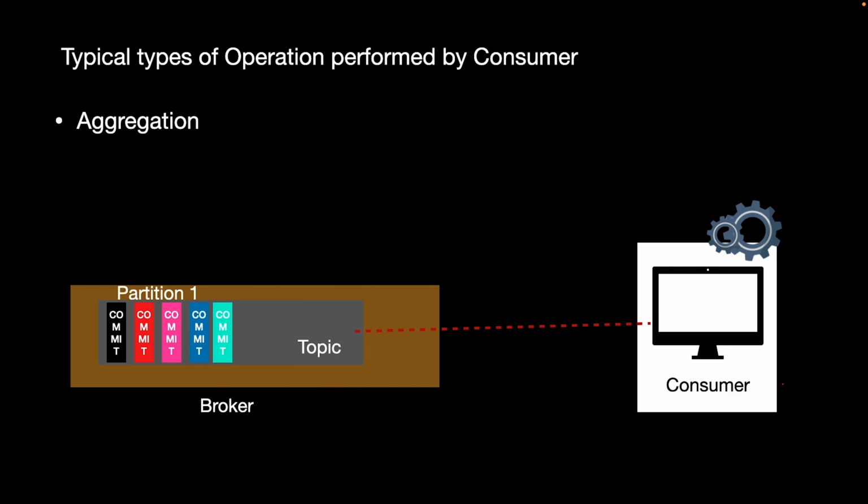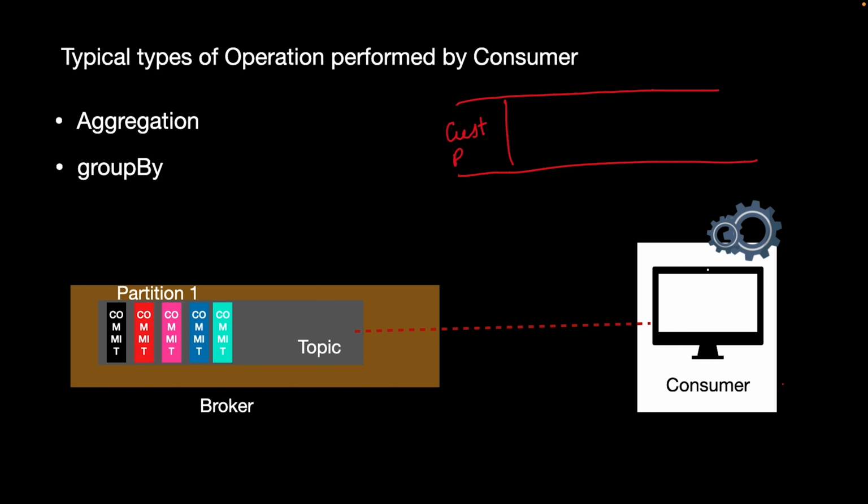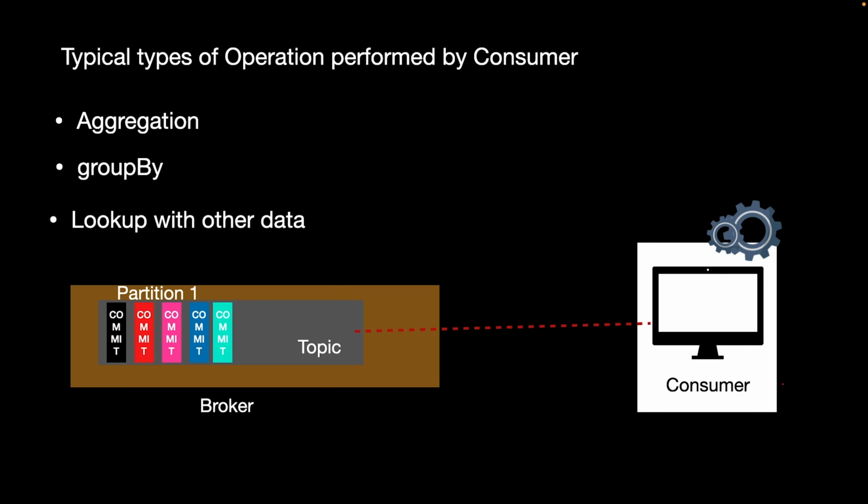The other type of operation that is typically performed by consumers is group by. For example, we have a Kafka topic that contains the activities of customers on our website, with the IDs of the customers and the page numbers they are visiting. In this case, we can group the data by page number, or get the number of page visits of each and every page, using a group by operation on top of the Kafka topic.